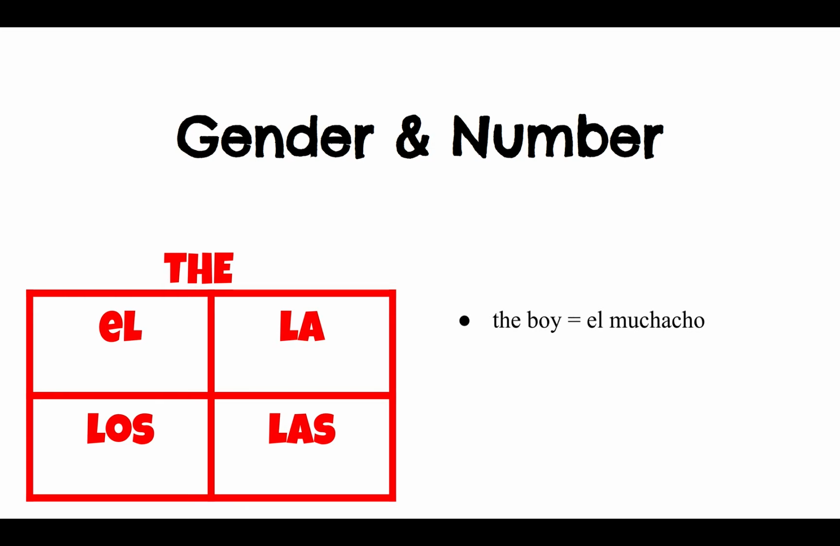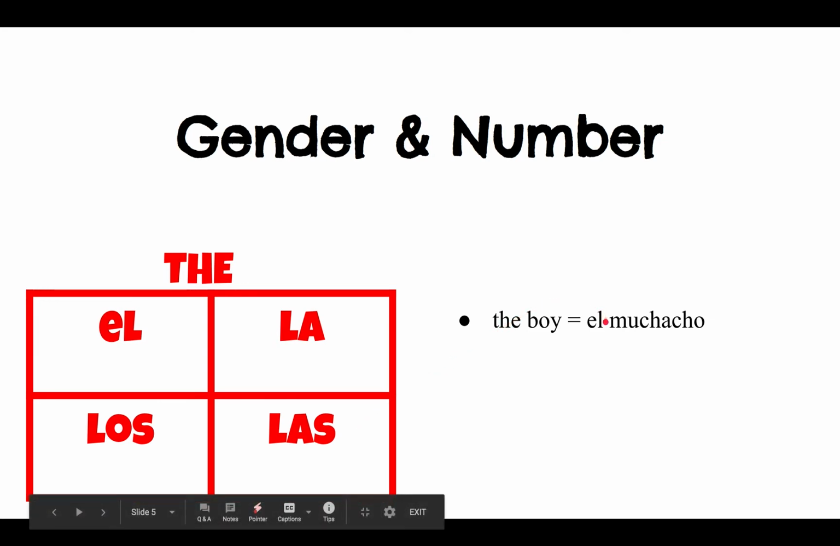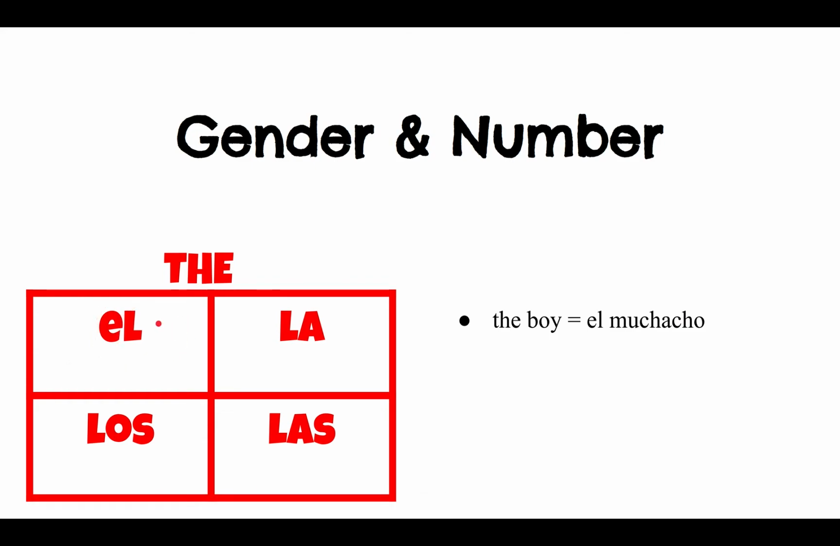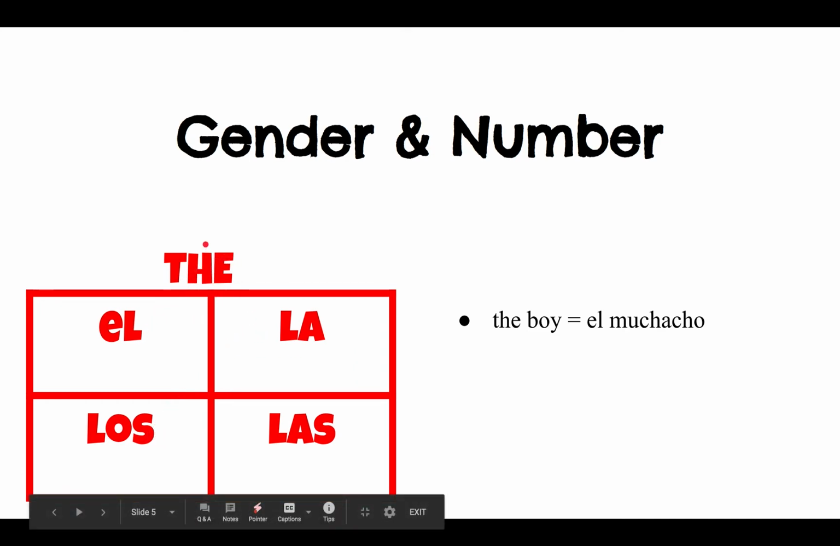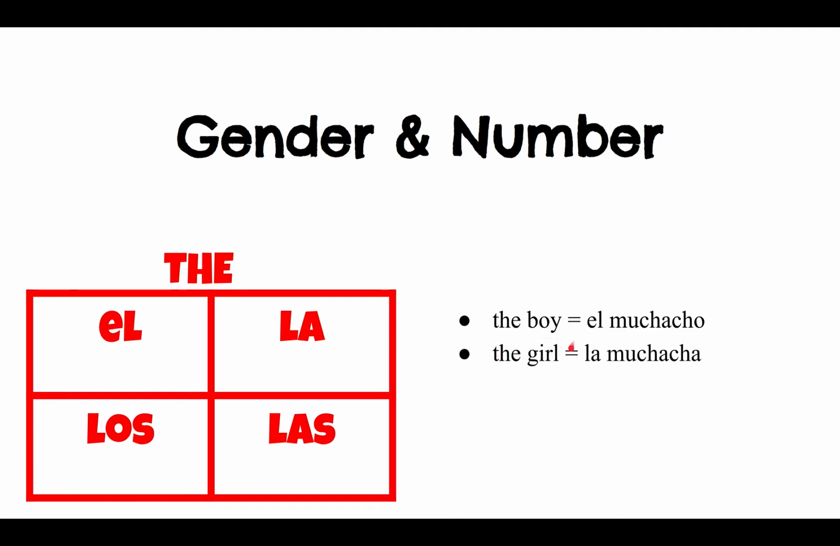The boy, we need el muchacho, because this is singular and it's masculine. It's tricky because there are 4 ways to say the. We need to make sure we use the correct one depending on what we're referring to. When we refer to the girl, we're saying la muchacha.